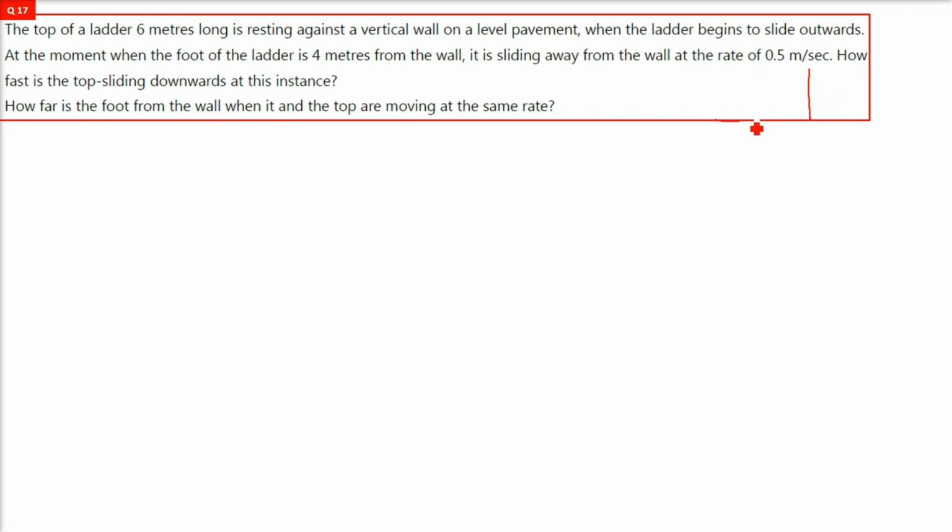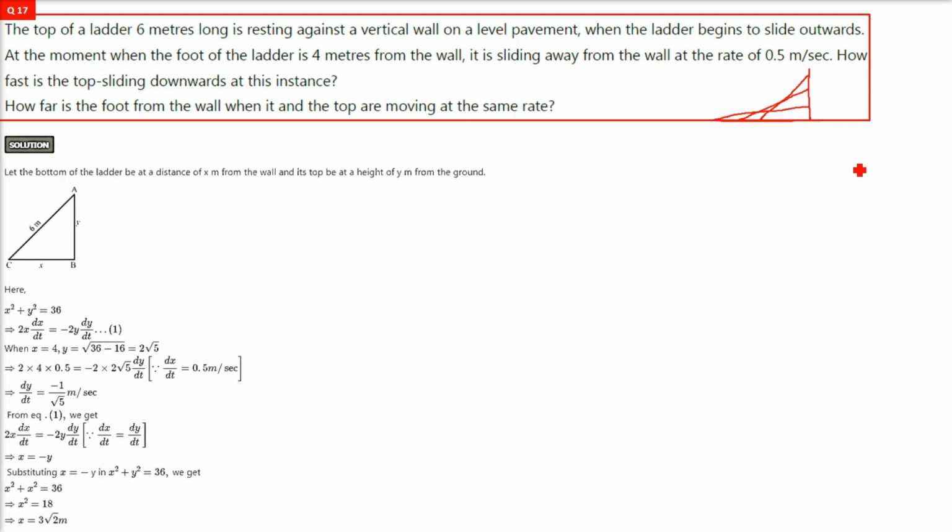So this is a wall and this is the ladder. Now this ladder is changing its position. It is coming down from the vertical wall and going in the opposite direction along the horizontal floor. So we have already done this type of question. This is the length of the ladder, which is already given in the question, 6 meters. Let's take this as x, and this as y.